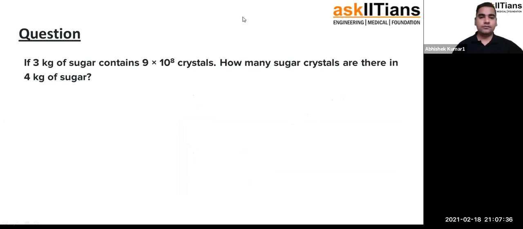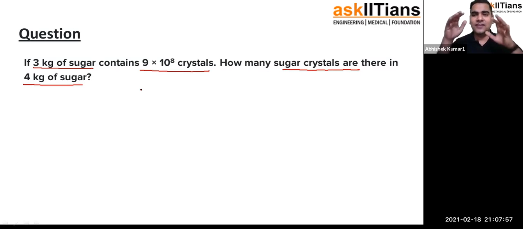Now, we have one more problem. What does it say? It says 3 kg of sugar contains 9 into 10 raised to the power 8 crystals. How many sugar crystals are there in 4 kg of sugar?